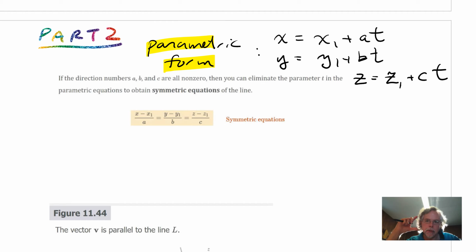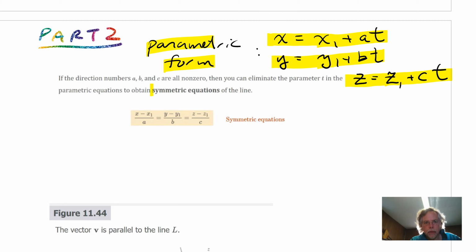For fixed numbers x1, y1, and z1, which are kind of like a starting point, and direction numbers a, b, and c, we have the equations x equals x1 plus at, y equals y1 plus bt, z equals z1 plus ct. So those are parametric form equations.